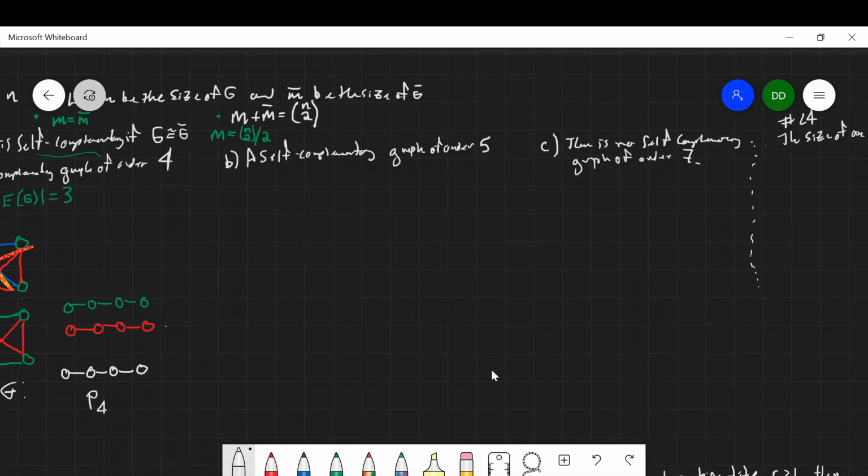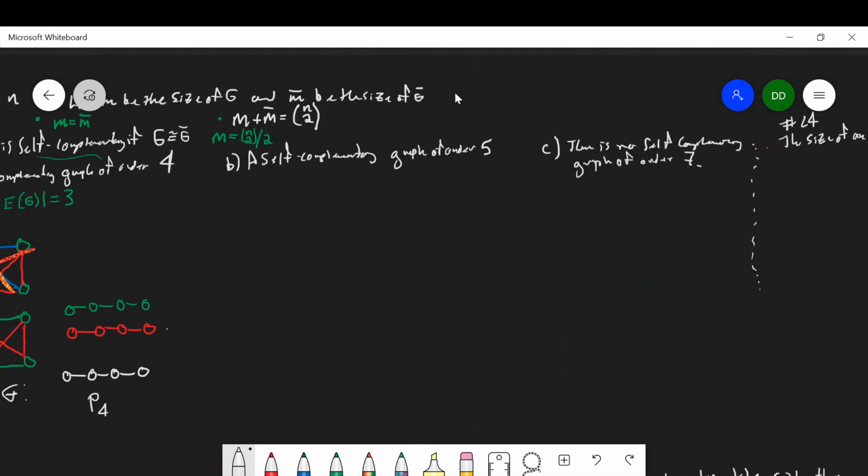All right, so how about a self-complementary graph of order 5? Well, let's compute 5 choose 2. So that's 5 times 4 divided by 2. This is 10. And then divide that in half. Half of that will be my size, equals 5. So the number of edges in G must be equal to 5.